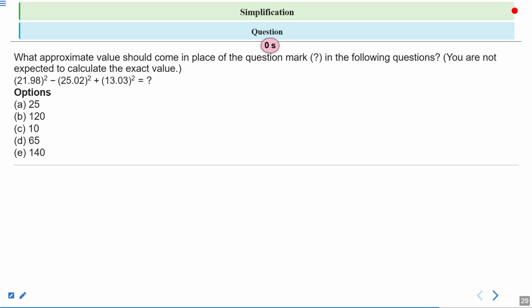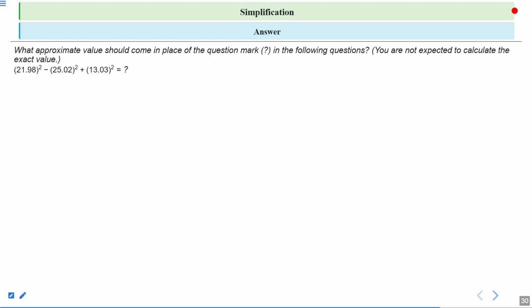Now time's up. Let's see the solution of this question. The question is based on approximation and basic simplification. The correct answer of this question is A, which is 25. Now see the detailed solution of this question using concept 2.6.